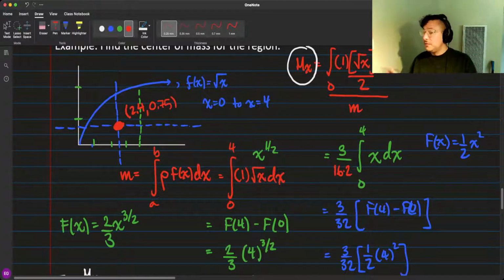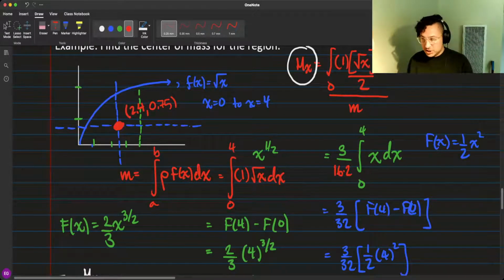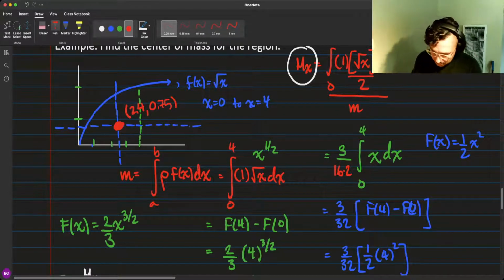Is P the rho? Yeah, the rho will always be given. If it's not given to you, just use rho equals 1. It's a good question, actually. Any other questions?